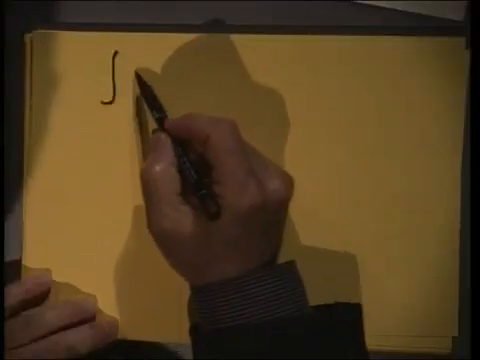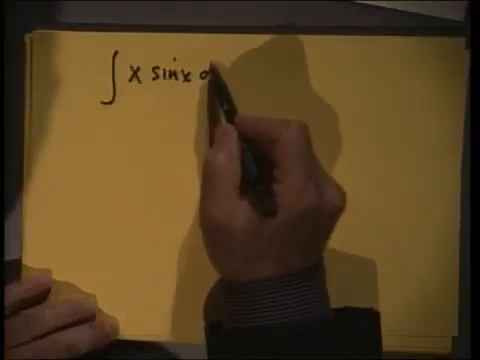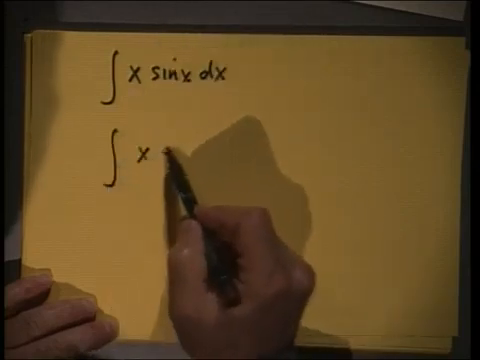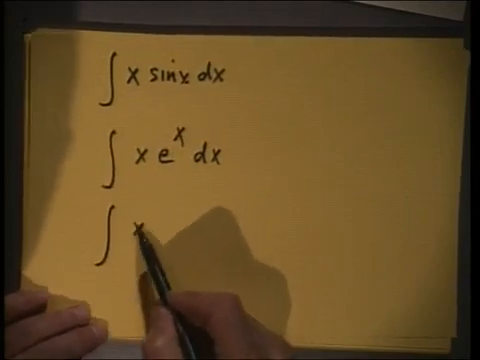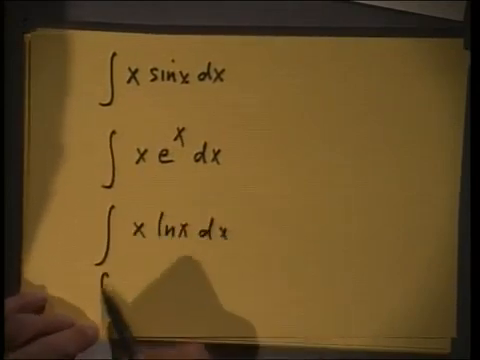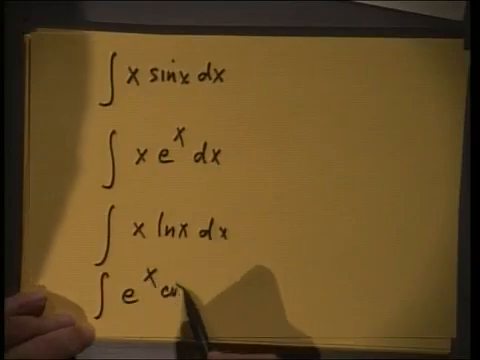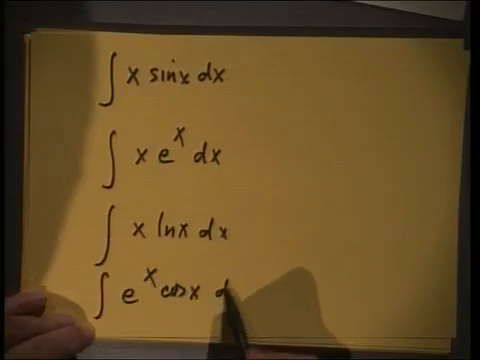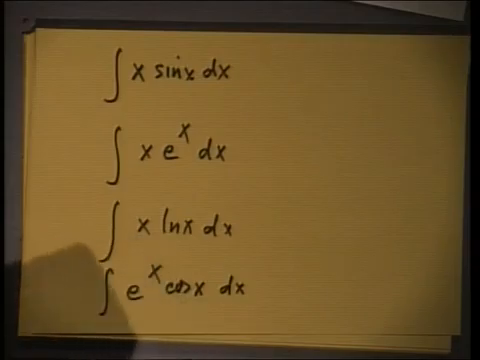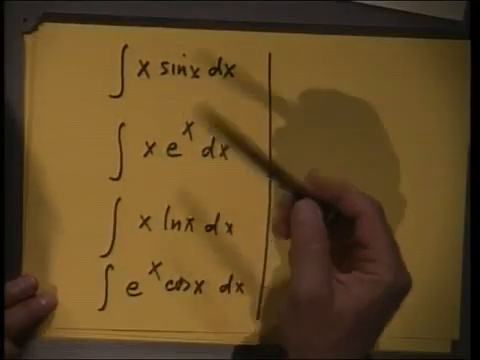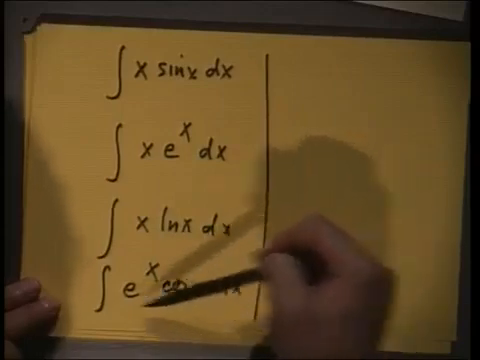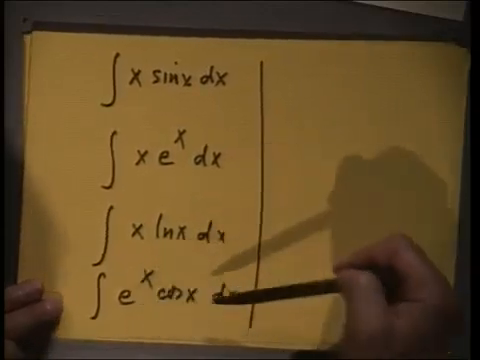Like for example you have the integral of x times sine x dx, or the integral of x times e to the x, or the integral of, for example, x ln x, etc., or the integral of e to the x multiplied by cosine x dx. You realize that all these functions are products of two functions of different nature, an algebraic one and a transcendental one. These two functions are not both algebraic, yet of different nature.